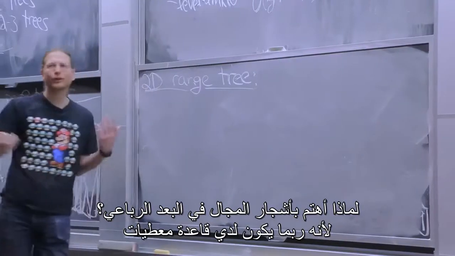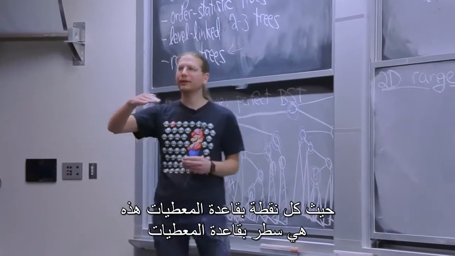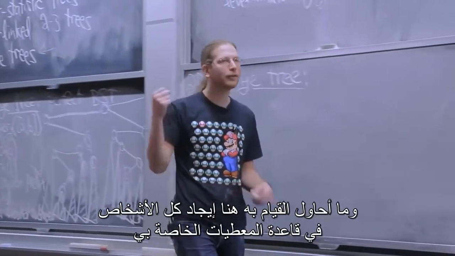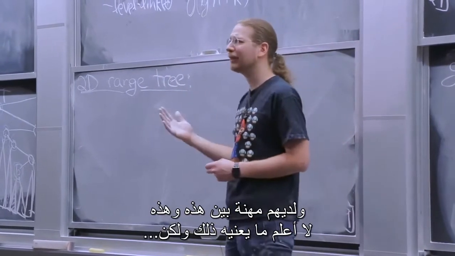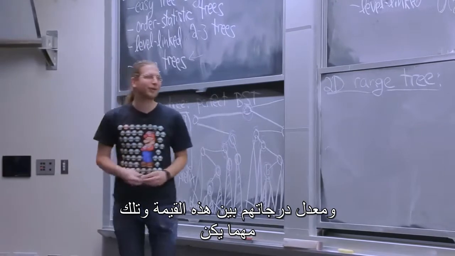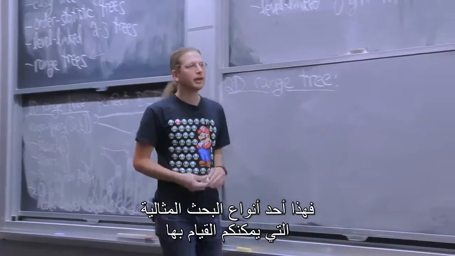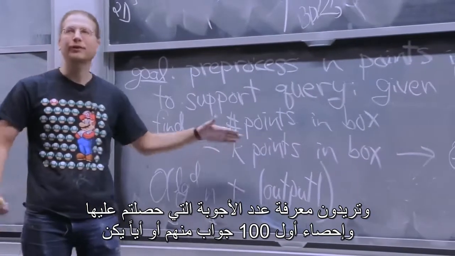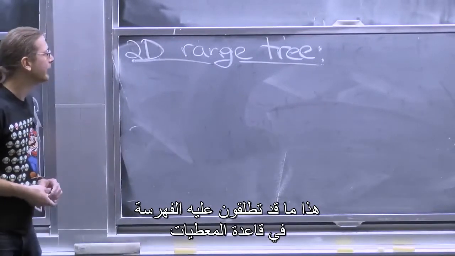Why do I care about 4D range trees? Because maybe I have a database. Each of these points is actually just a row in the database, which has 4 columns, 4 values. And what I'm trying to do here is find all the people in my database that have a salary between this and this, and have an age between this and that, and have a profession between this and this. I don't know what that means, but number of degrees between this and this, whatever. If you have some numerical data representing a person or a thing in your database, then this is a typical kind of search you want to do. And you want to know how many answers you've got, and then list the first 100 of them or whatever. So this is a practical thing in databases. This is what you might call an index in the database.